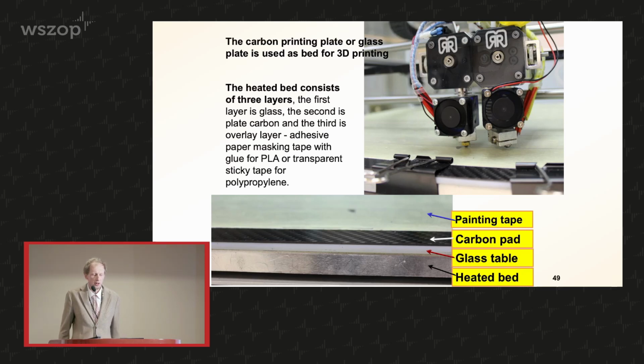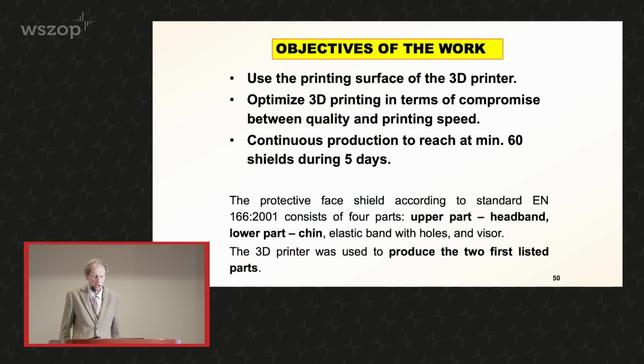The objective of the work is to use the printing surface of the 3D printer, and optimize 3D printing in terms of compromise between quality and printing speed, and continuous production to reach a minimum of 60 shields during 5 days. This was required by Pukov city during COVID time. The protective face shield, according to the standard, consists of 4 parts, and the 3D printer was used to produce the headband. This is the upper part of the protective shield, and the lower part is the chin.